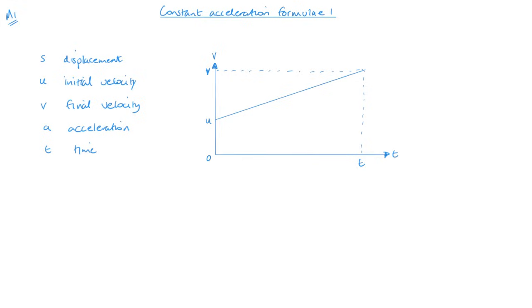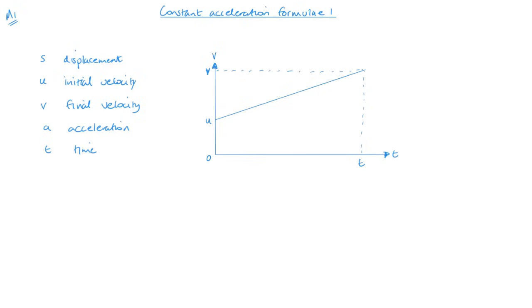Now, what I want to look at is two things that I can get from the velocity time graph. One is acceleration, which is the rate of change of velocity. So acceleration is the gradient of this line. So that can give me one formula.